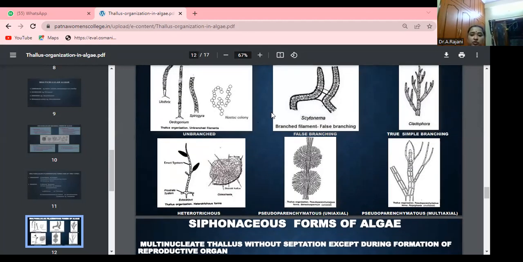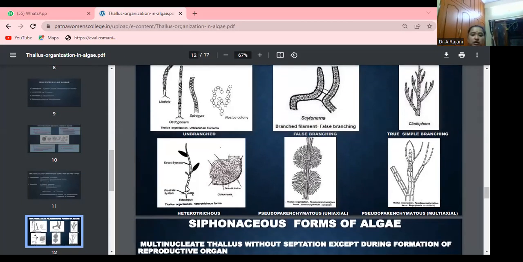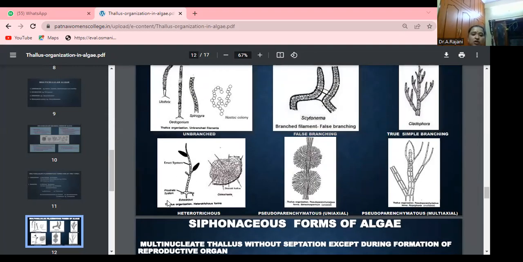And heterotrichous forms: multicellular filamentous heterotrichous forms. Which one? See, this one is Ectocarpus. This part is called the prostrate system. This part is called the erect system. That's the whole thing, but these are the branches. What is this one? Filamentous form, but two branches are there: prostrate and erect systems. And this one is Polysiphonia.